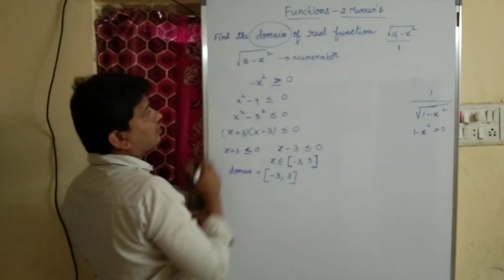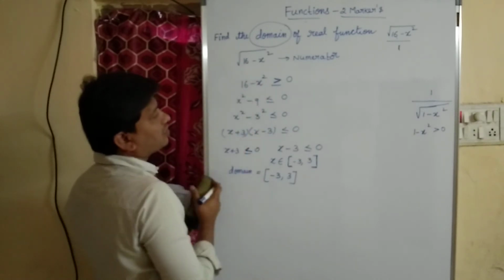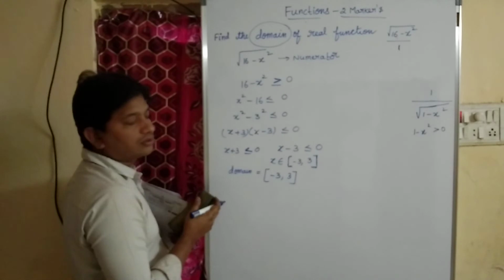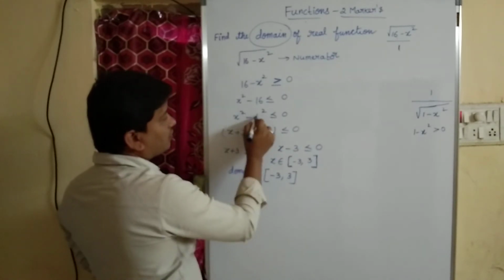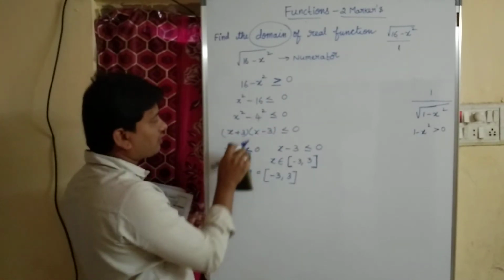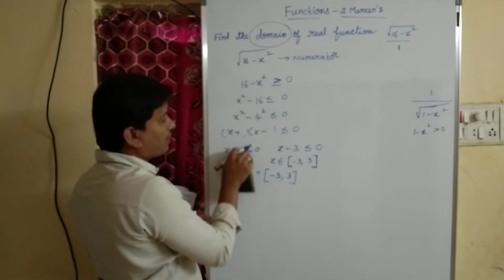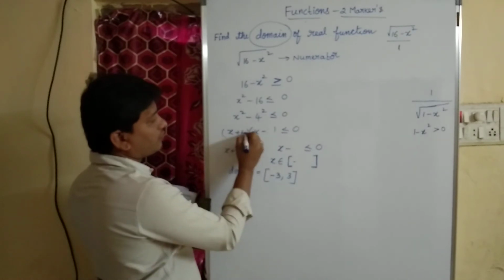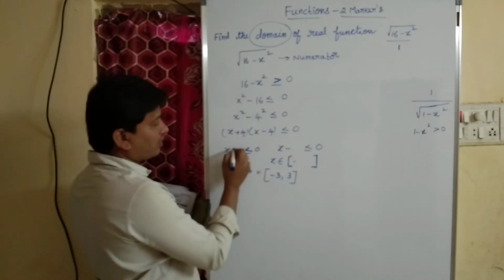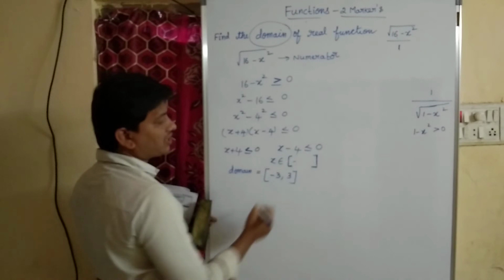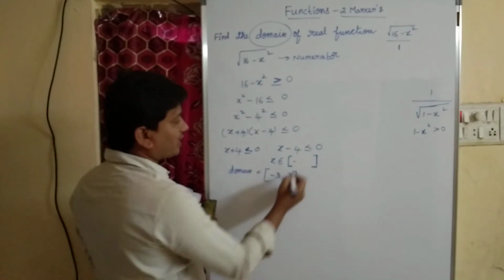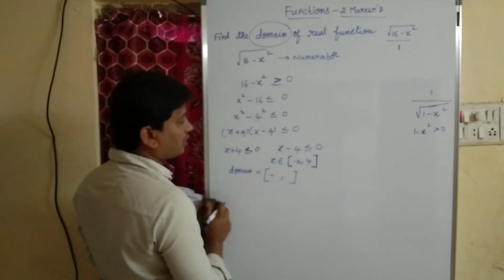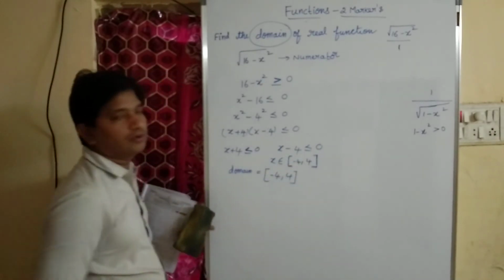So here 16 minus x square greater than or equal to 0. Then I can write as x square minus 16 less than or equal to 0. 16 I can write as 4 square. Now which is in the form of a square minus b square, I mean a plus b into a minus b. Right? So x plus 4 into x minus 4. One is x plus 4 less than or equal to 0 and the other one is x minus 4 less than or equal to 0. So x should lie between what and what? Minus 4 and 4. So what is the domain, children? Domain is (-4, 4).